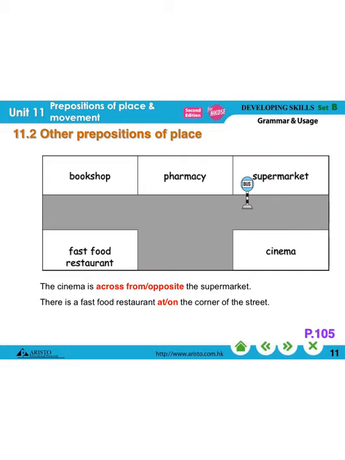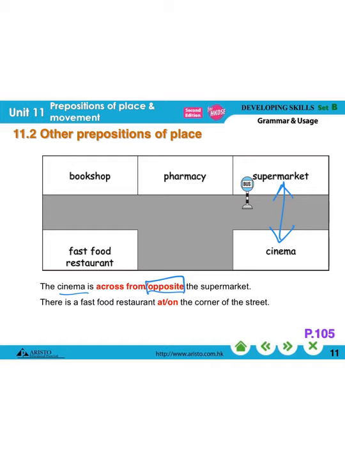So other descriptions, if you really want to describe the different locations of the places on this map. What about the cinema? Where is the cinema? The cinema is across from the supermarket, or you can use the word opposite. But pay attention, if you really want to use the word opposite, we just use opposite. We don't say it's opposite of the supermarket or opposite to the supermarket. No, we just say A is opposite B.